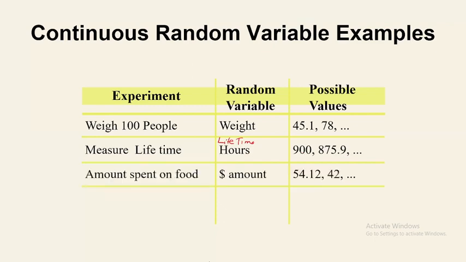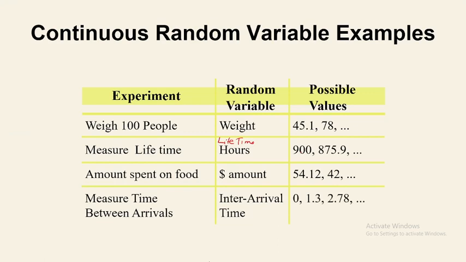Amount spent on food. We are measuring the time between two arrivals. All these are continuous random variables. So how can we simply differentiate the discrete random variable and the continuous random variable? For the discrete random variable, we get the values by counting. Number of customers, we are counting. Number of defectives, we are counting. Number of heads when tossing a coin, we are counting. So that is a discrete random variable.